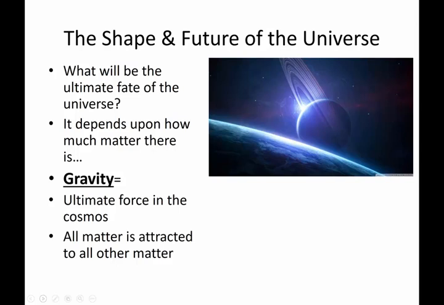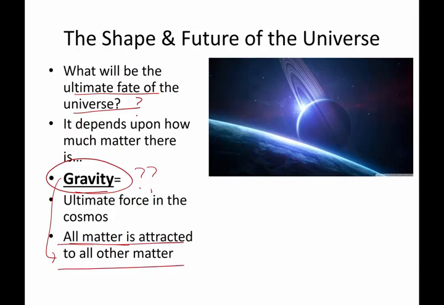So what's going to be the ultimate fate of our universe? It is a huge question. The big questions are, where did we come from and where are we going? Well, where we're going in the entire universe is going to depend totally upon gravity. How much gravity is there in the universe? And gravity is created by matter. Gravity is defined as matter being attracted to all other matter, causing a curvature of space and time.